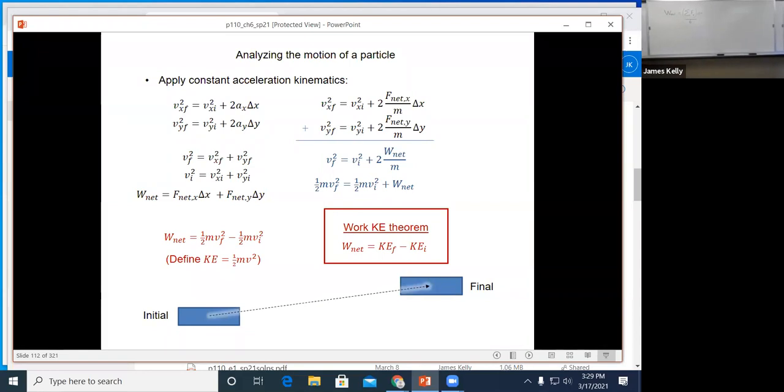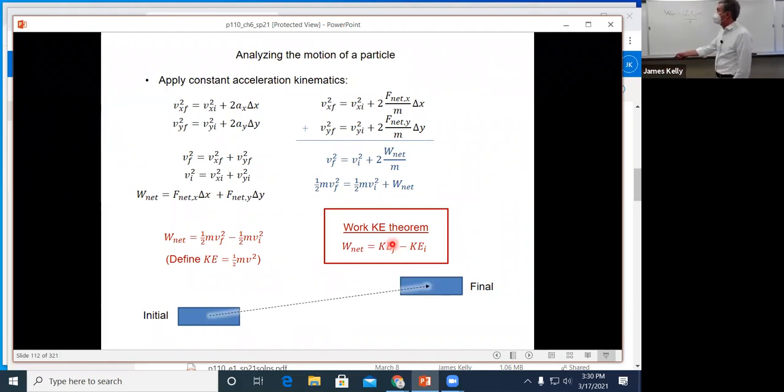When something speeds up between initial and final, which is the simplest case, it's gaining kinetic energy. The change in kinetic energy is positive. Whereas when it slows down between initial and final, the change in kinetic energy is negative. And what this is telling us is that there has to be negative net work done if the final kinetic energy is less than the initial kinetic energy.